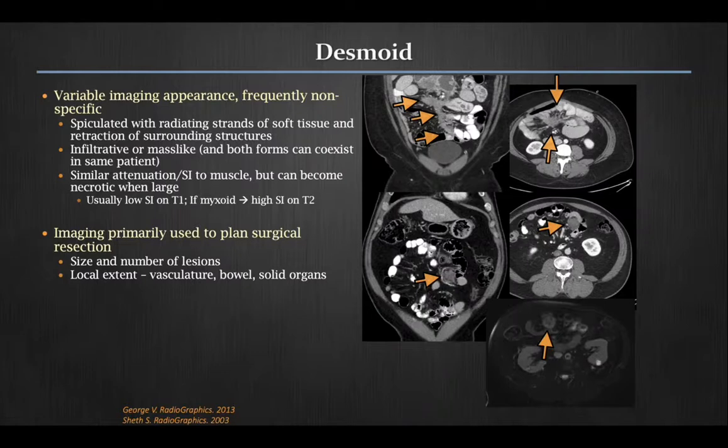Imaging is usually used to help plan the surgical resection, where we're identifying the size and number of lesions that a patient might have and how extensive the involvement is of any critical structures like vasculature, bowel, organs, etc. Differential, similar to what we've talked about in all of the prior cases: carcinoid tumor, sclerosing mesenteritis, metastatic disease, lymphoma, and hematoma.